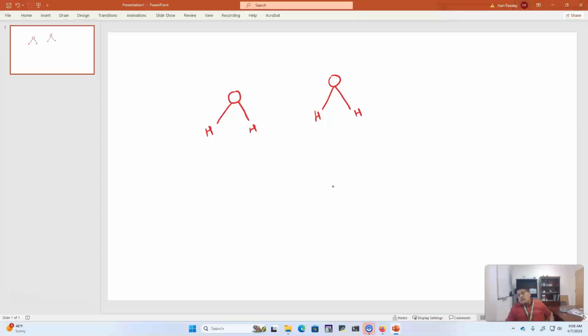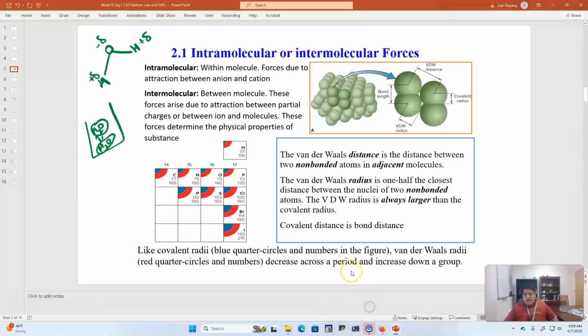This hydrogen and this hydrogen are non-bonded atoms. This hydrogen and this oxygen are also non-bonded atoms. So what is the van der Waals radius? It is 1/2 the closest distance between the nuclei of two non-bonded atoms. Now, if these two are bonded, the distance between them is the bond length.